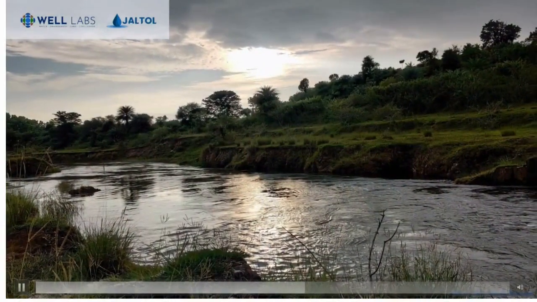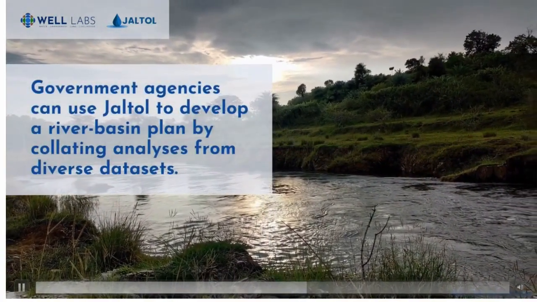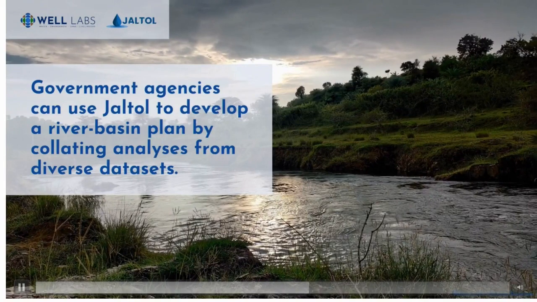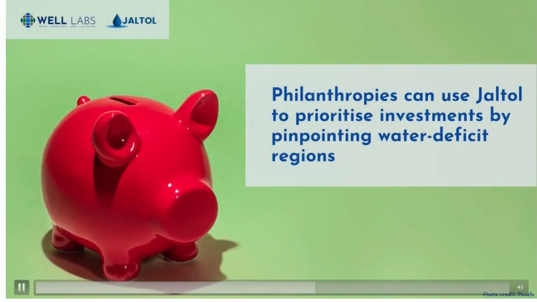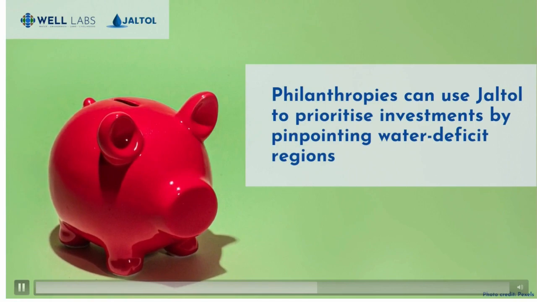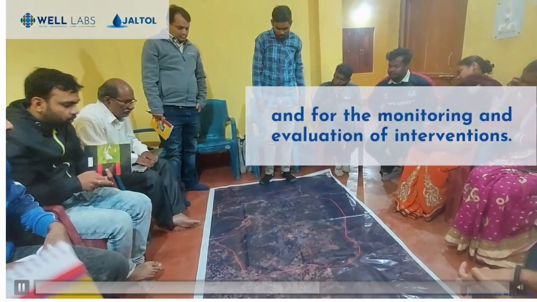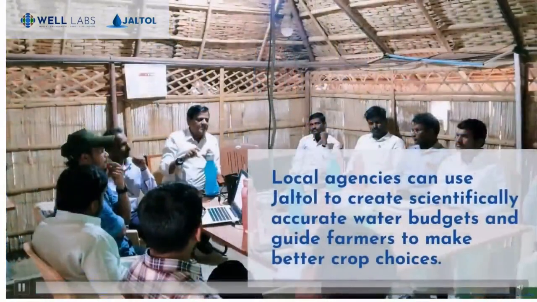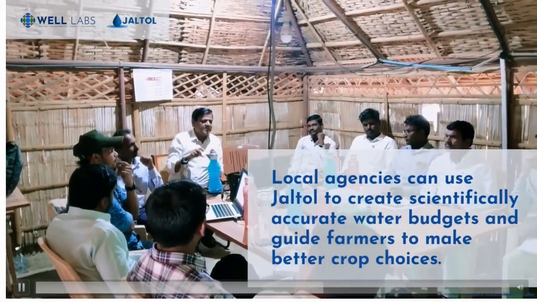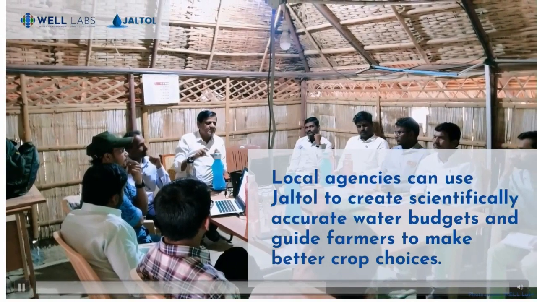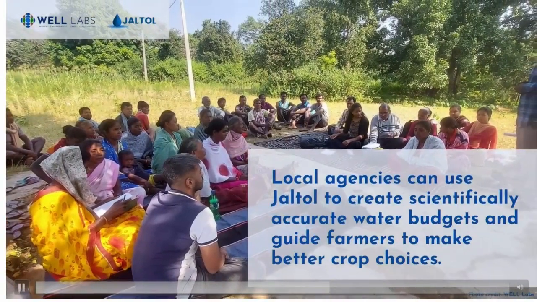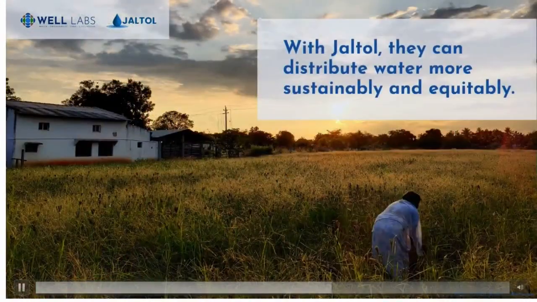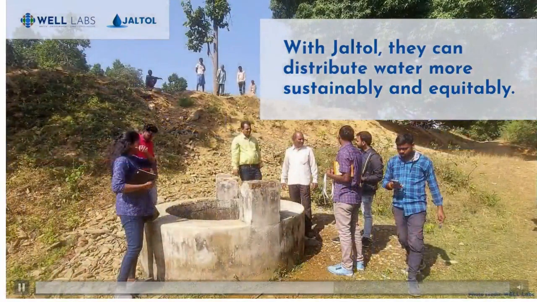Imagine the possibilities. Government agencies can use Jaltol to develop a river basin plan by collating analyses from diverse data sets. Philanthropies can use Jaltol to prioritize investments by pinpointing water deficit regions and for the monitoring and evaluation of interventions. Local agencies and civil society groups can utilize Jaltol to create scientifically accurate water budgets and guide farmers in making better crop choices. With Jaltol, they can distribute water more sustainably and equitably.